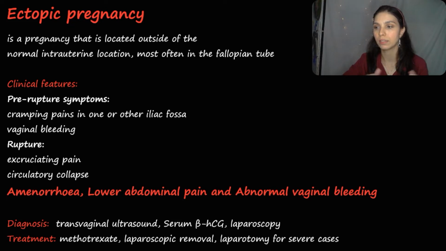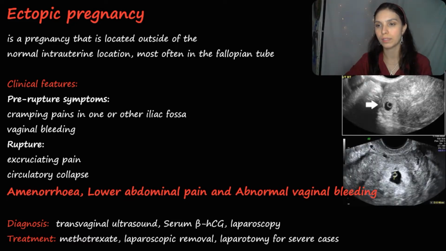If you see an empty uterus, tubal sac, and fluid in the cul-de-sac, it means it's possibly an ectopic pregnancy. Here we can see an ultrasound of a woman who has an ectopic pregnancy. It looks like this: here is the fallopian tube, and this is the ectopic pregnancy here and here. Treatment may be conservative, medical by intramuscular injection of methotrexate, laparoscopic removal, or laparotomy for severe cases.